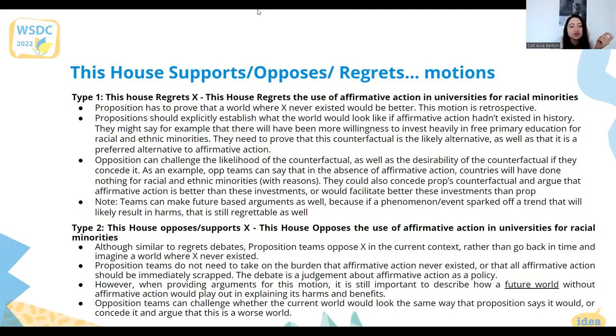teams might try to do arguments in the debate that are not specifically related to that. So, for example, if we take the motion, this house regrets affirmative action in university. That is the example that we have here. What proposition is trying to do in the debate is to prove that the world without the existence at all in the history of affirmative action would be better. And opposition is trying to do the contrary. So teams might try to argue things that aren't specifically related to that in the debate.